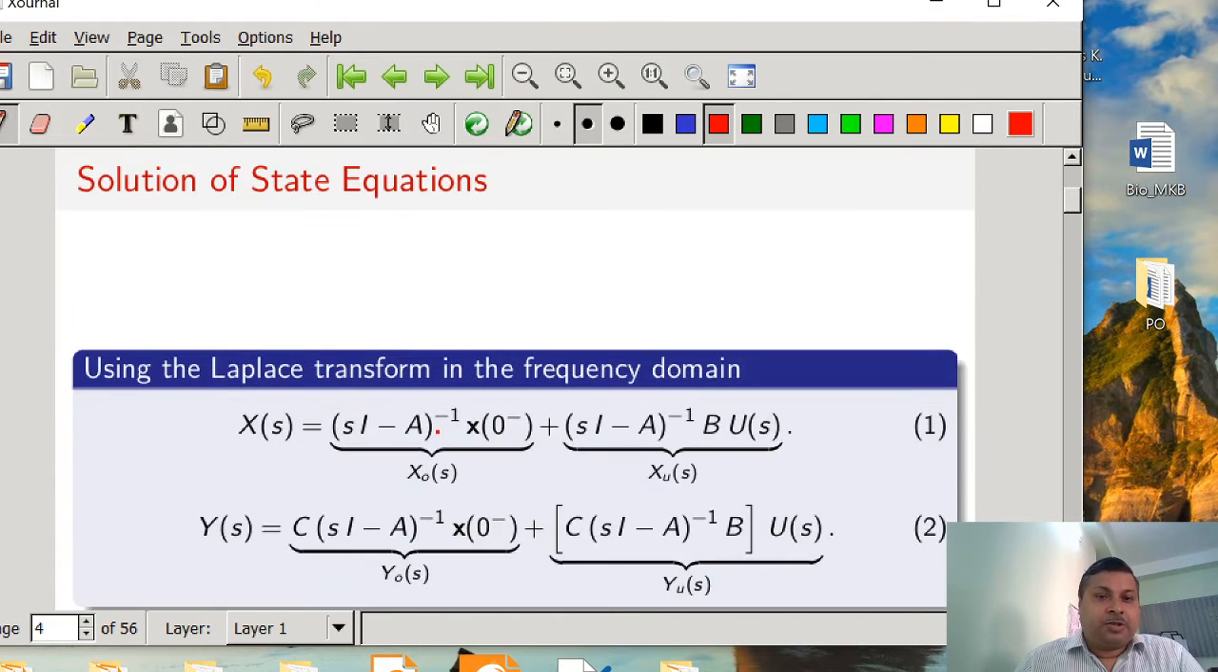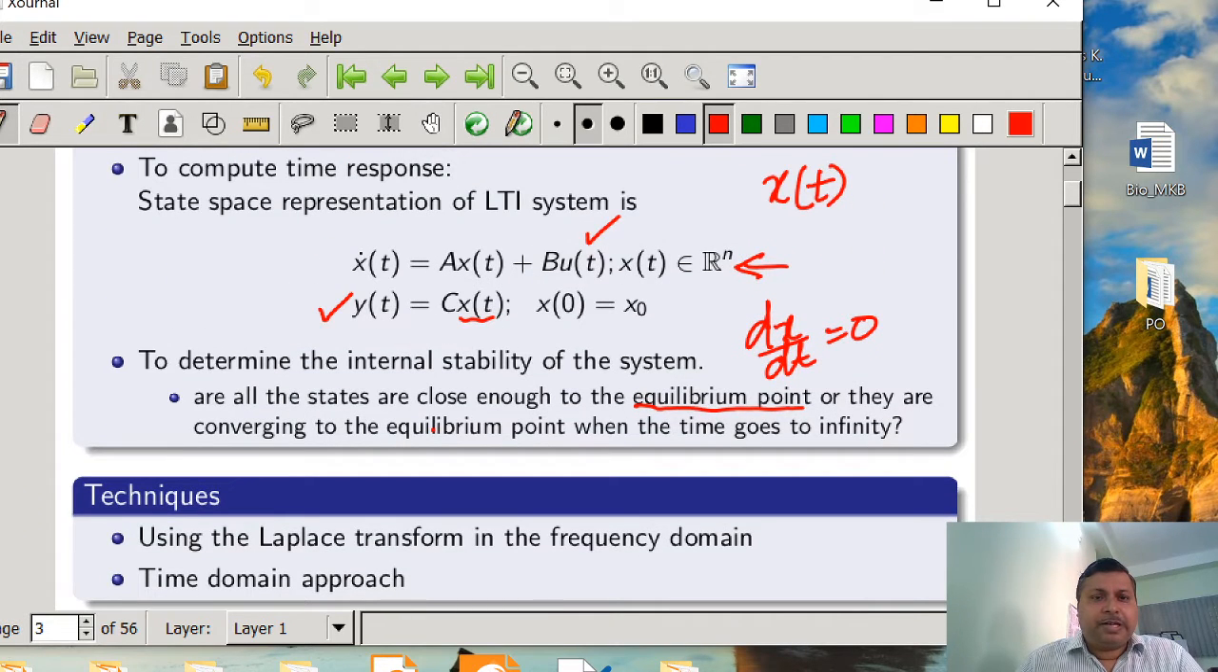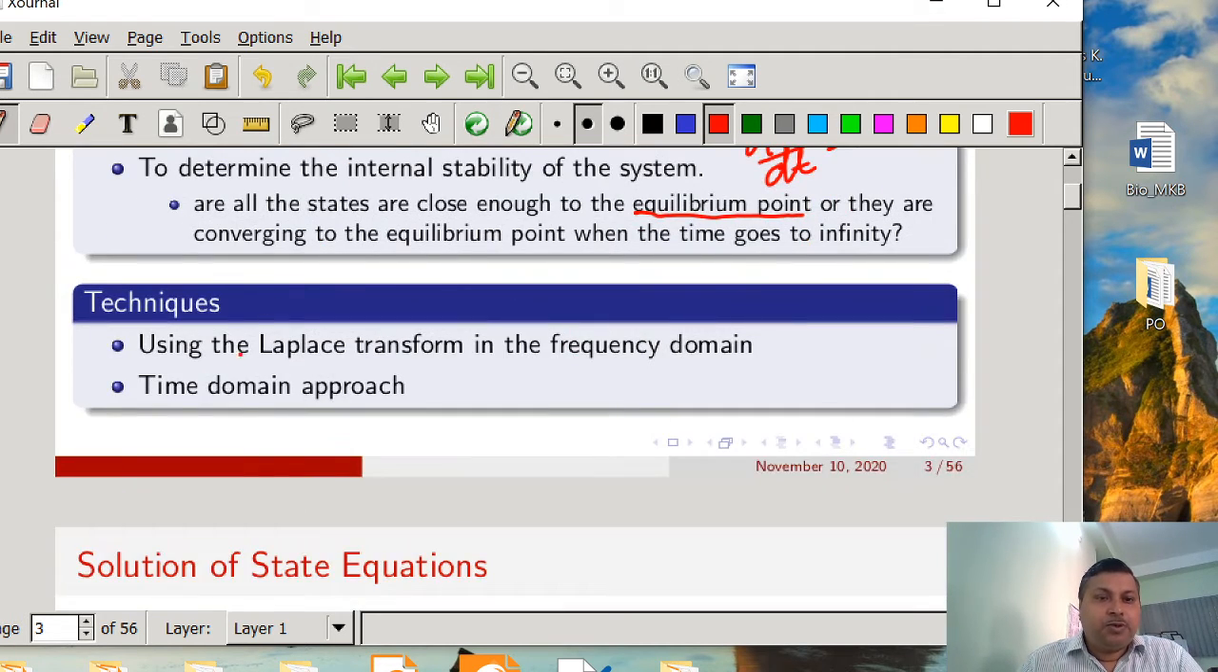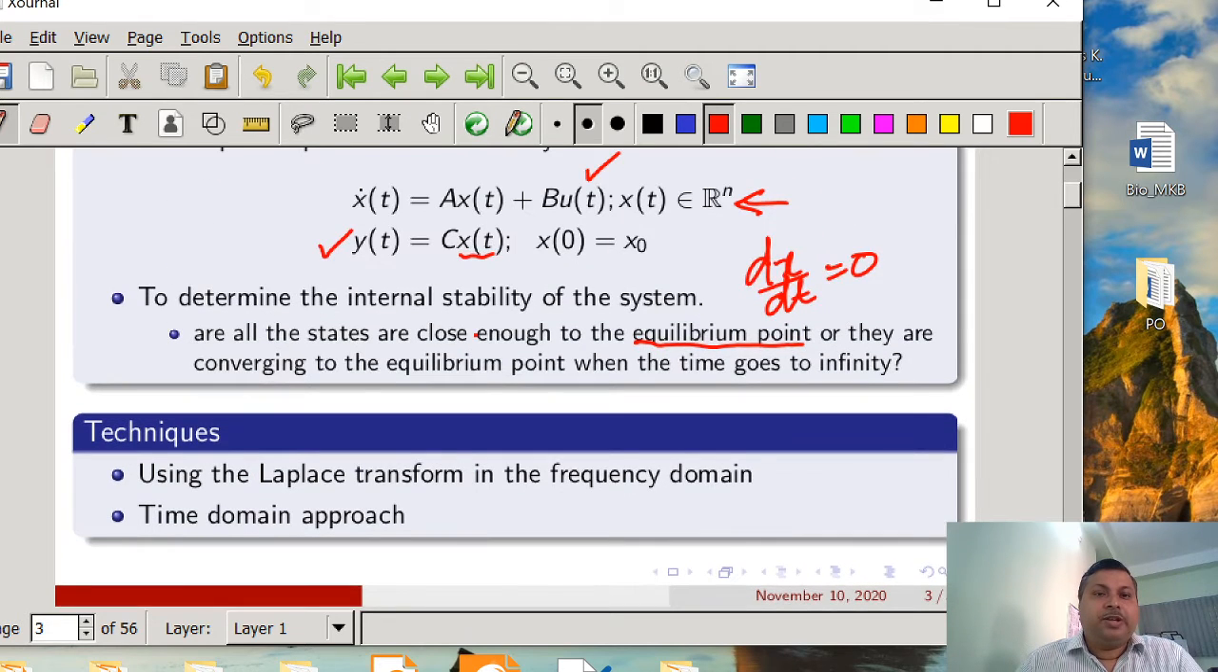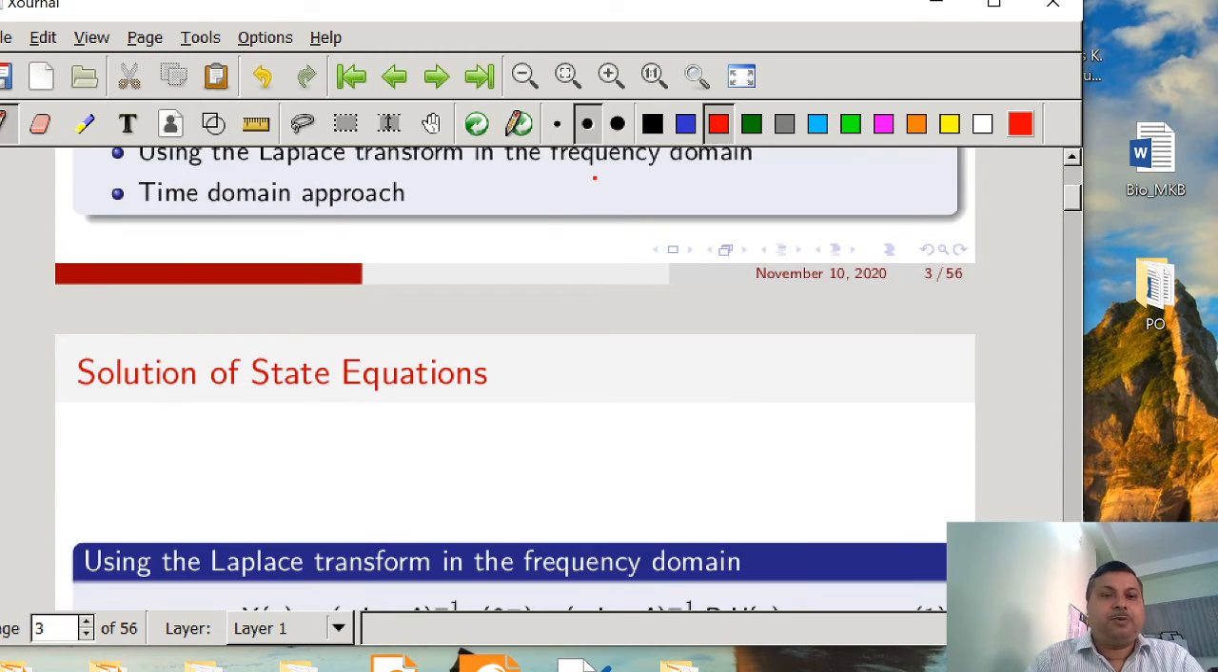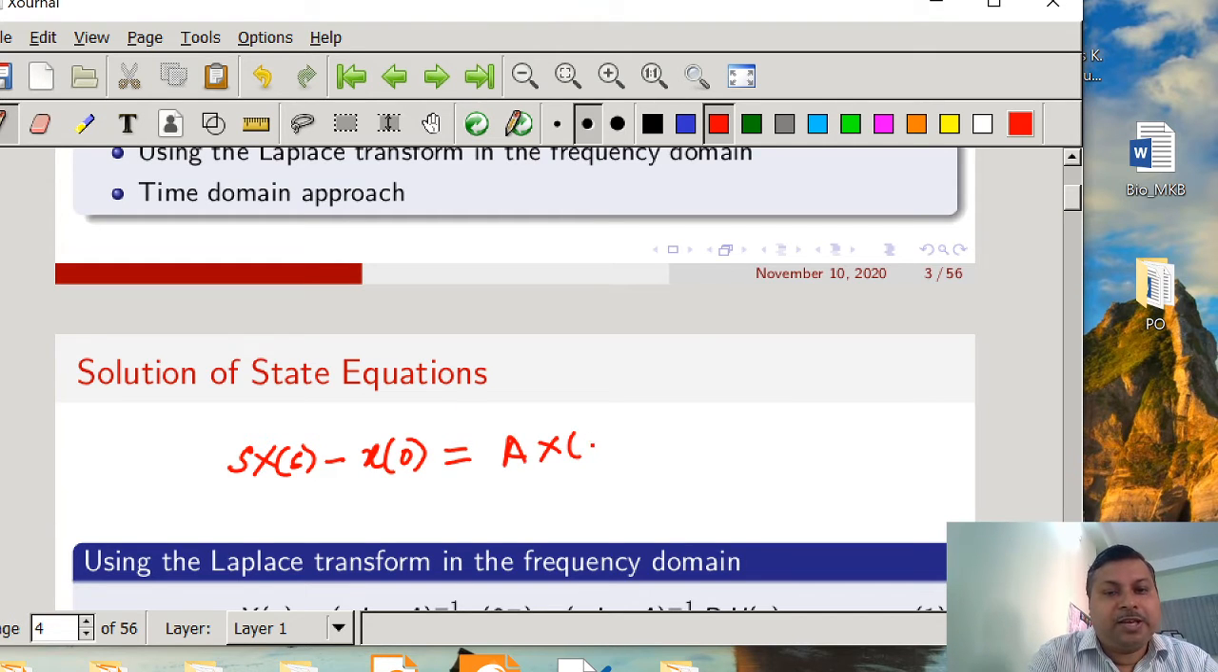So now, the equation is x dot equals A x(t) plus B u(t), and if we want to use the Laplace transform approach, then we have to take the Laplace transform of the state equation. So if you take the Laplace transform of the state equation, then you can write s X(s) minus the initial condition x(0), equals A X(s) plus B U(s). Here U(s) is the Laplace transform of the input, and X(s) represents the Laplace transform of the states.